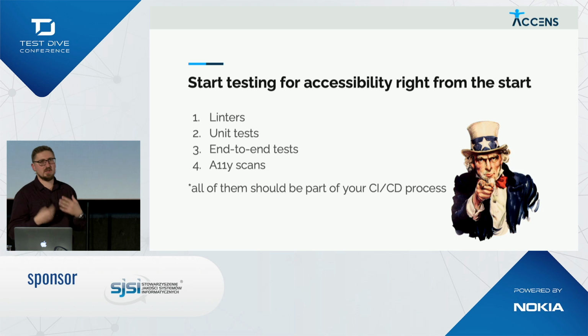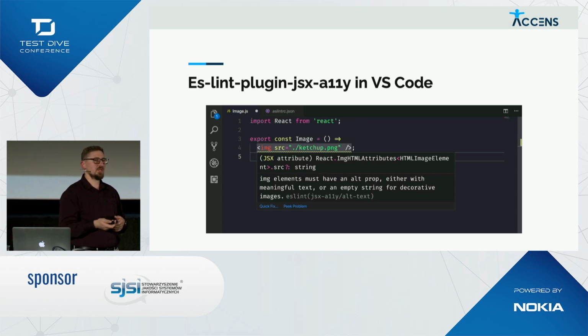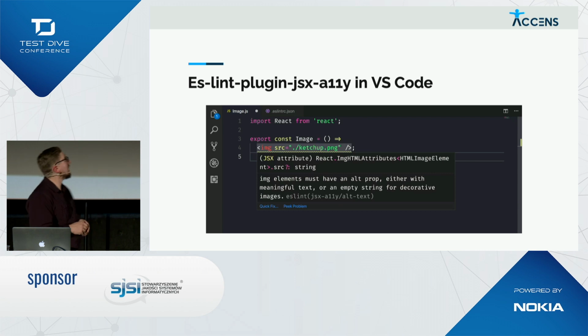If you are using it, you can just put it into the process, add it to the pipeline, and run it on a regular basis. So first of all, those linters. I just put an example like eslint plugin jsx-a11y. If you add the plugin to Visual Studio, you will see something like that. So if you are adding an img tag, you will see the information that you should have some description.